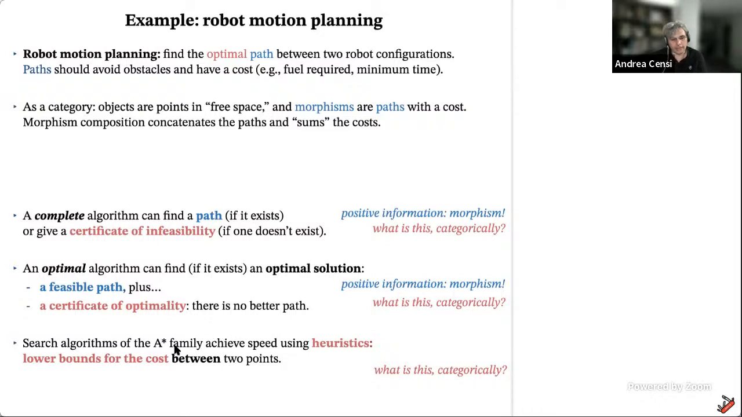Then I showed you A star. So A star also has heuristics, which are lower bounds for the cost between 2 points. So this is negative information. And what I'm going to show you is that this formalization can capture all this negative information using what we call norphism.